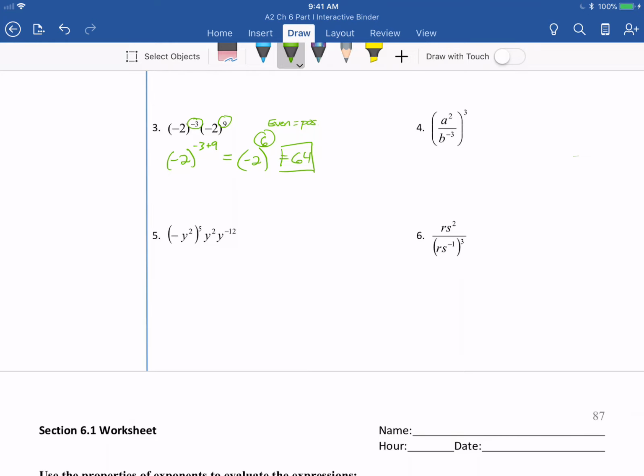Awesome. Here we go. As we keep going on, this 3 distributes onto both of these. And remember, if it's a power to a power, you multiply them. So this is a to the 6th over b to the negative 9.